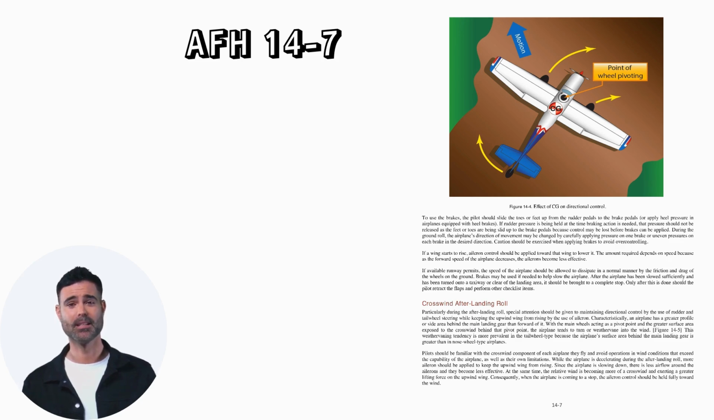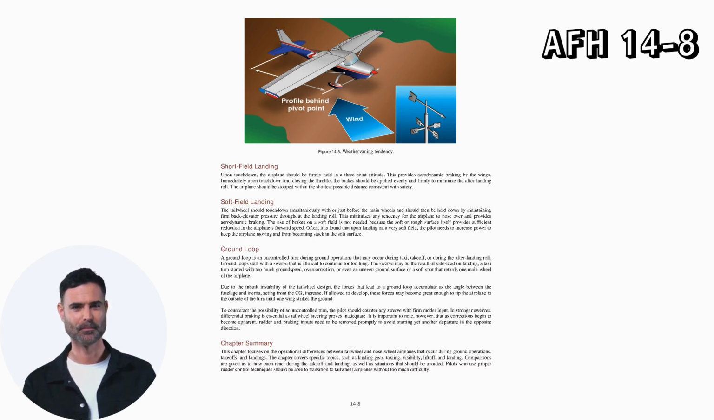While the airplane is decelerating during the after landing roll, more aileron should be applied to keep the upwind wing from rising. Since the airplane is slowing down, there is less airflow around the ailerons and they become less effective. At the same time, the relative wind is becoming more of a crosswind and exerting a greater lifting force on the upwind wing. Consequently, when the airplane is coming to a stop, the aileron control should be held fully toward the wind.